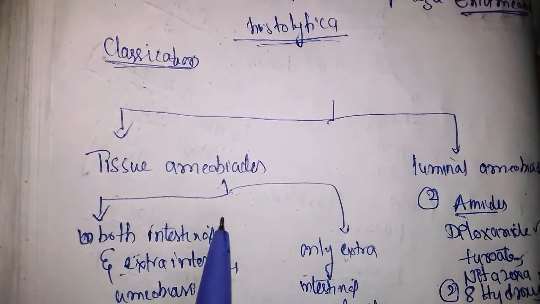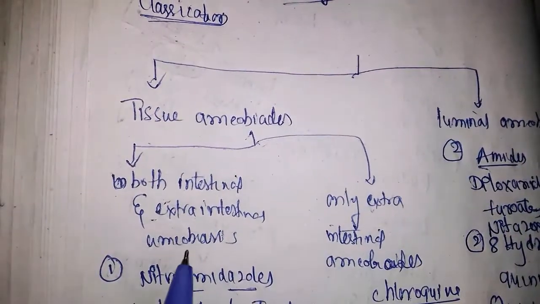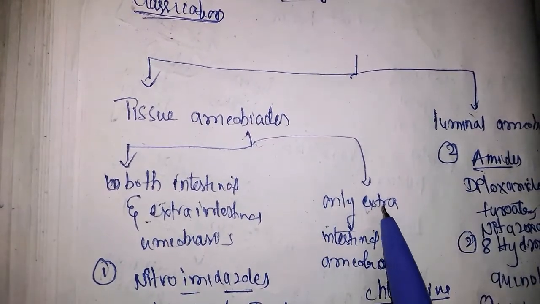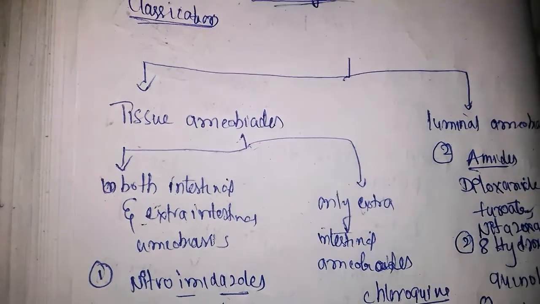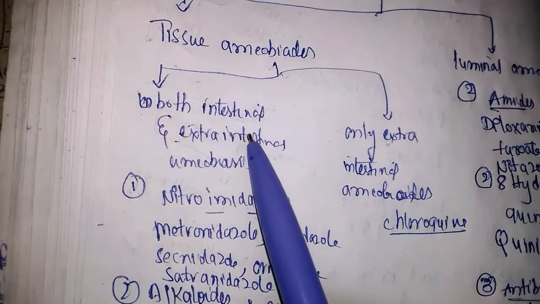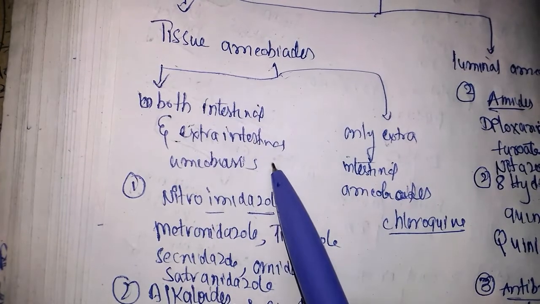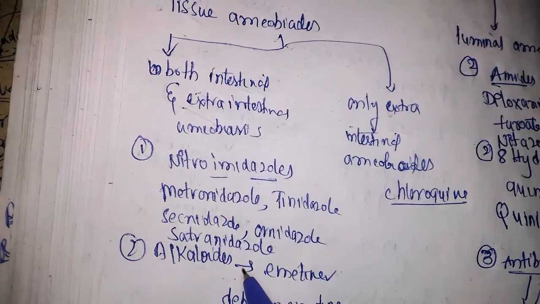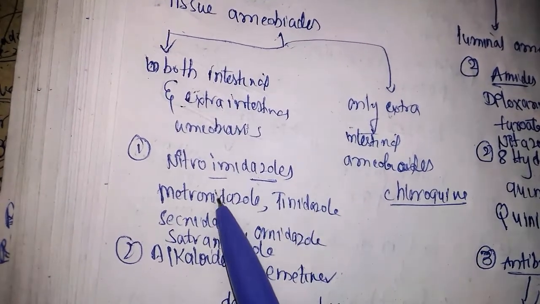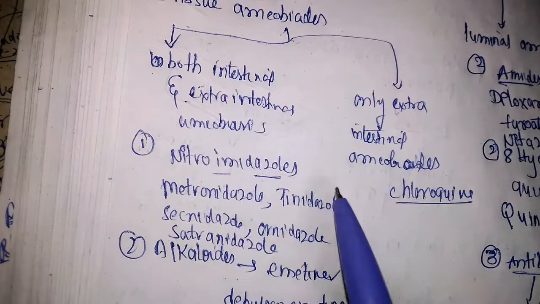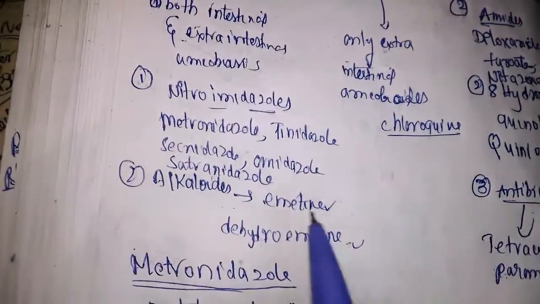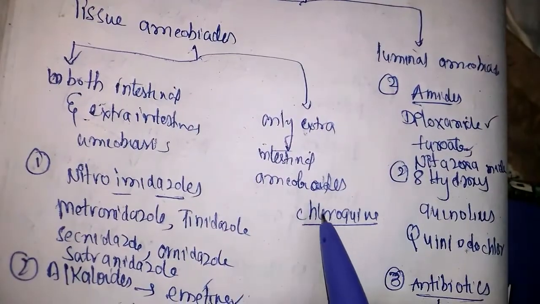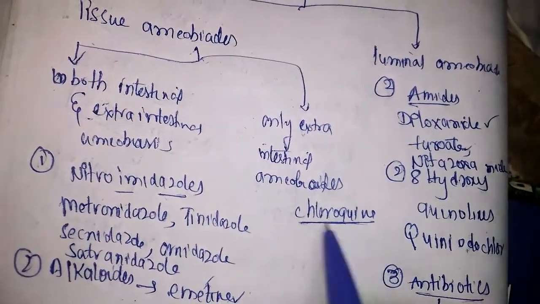In the tissue amoebicides, we have two categories. One is the drugs which act on both intestinal and extra-intestinal amoebiasis. Another is the drugs which act only on extra-intestinal amoebiasis. Coming to the drugs acting on both, we have mainly two groups: nitroimidazoles and alkaloids. In the nitroimidazoles, we have metronidazole, tinidazole, secnidazole, ornidazole, satranidazole. In the alkaloids, we have two drugs, emetine and dehydroemetine. Coming to the drugs which act only on extra-intestinal amoebiasis, we have only one drug, that is chloroquine.